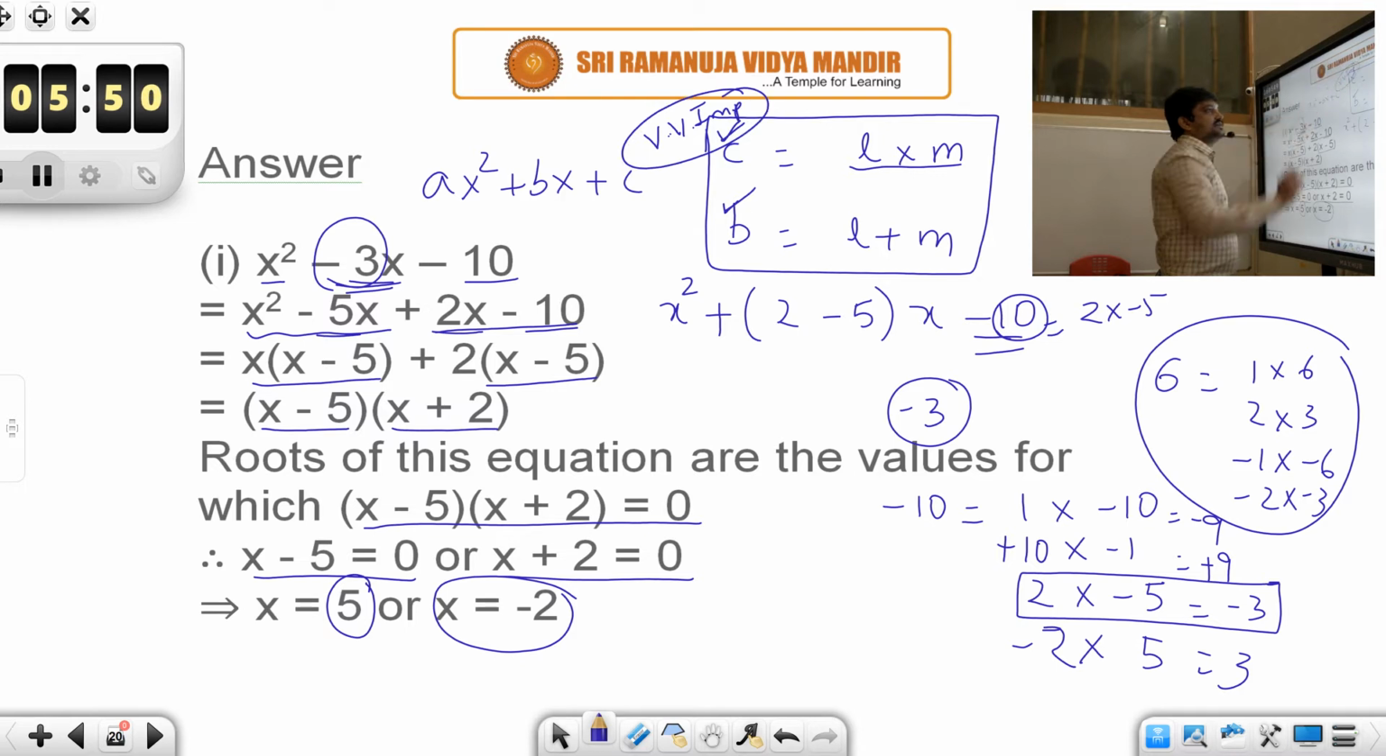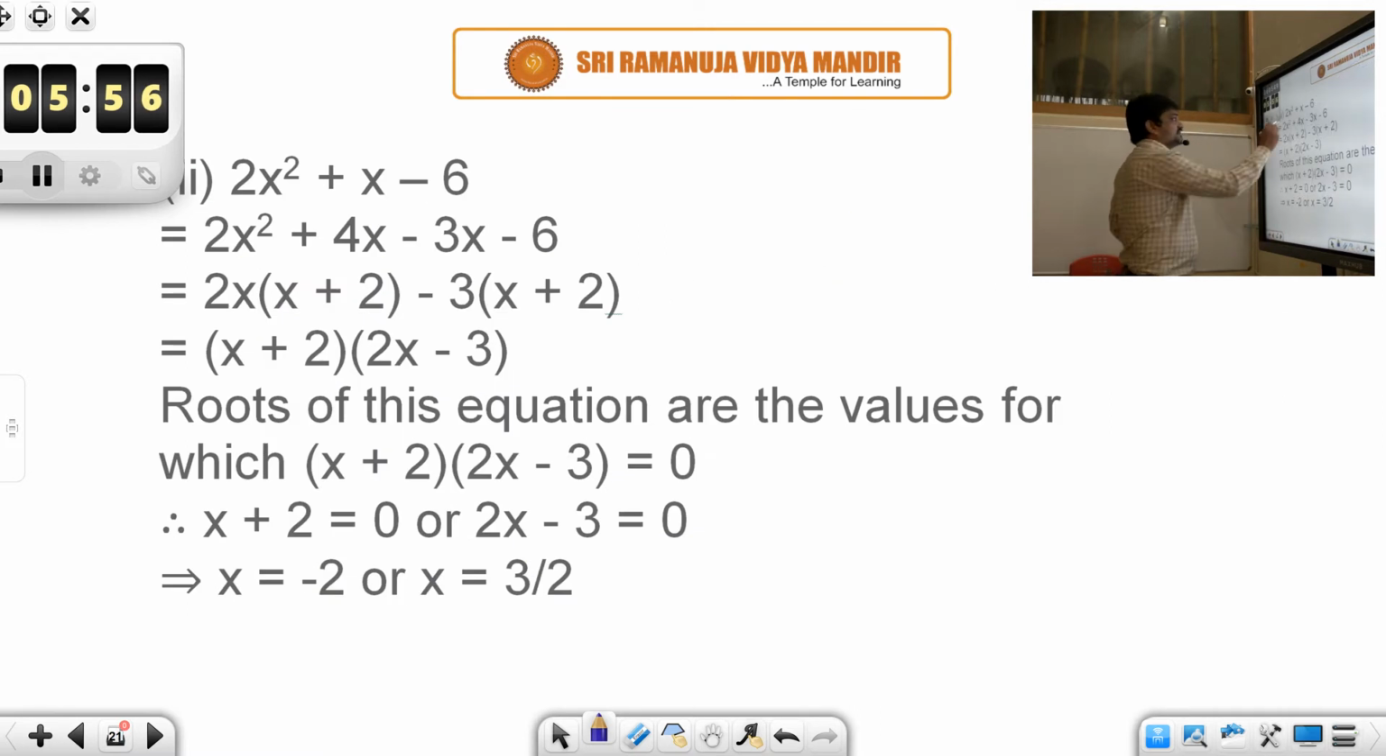Please remember students, in case you are having any doubt, please let me know. So let's look at the next example: 2x square plus x minus 6.